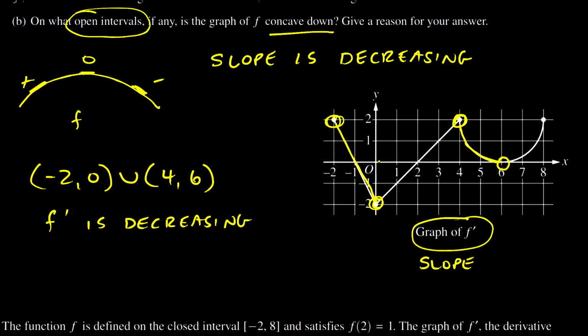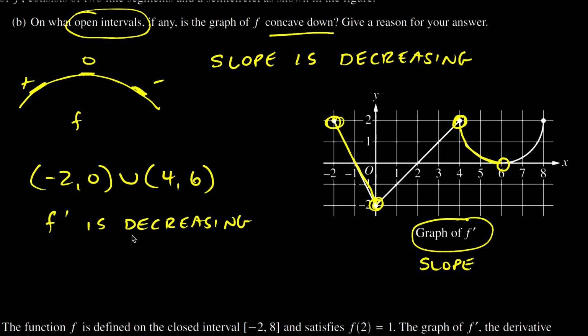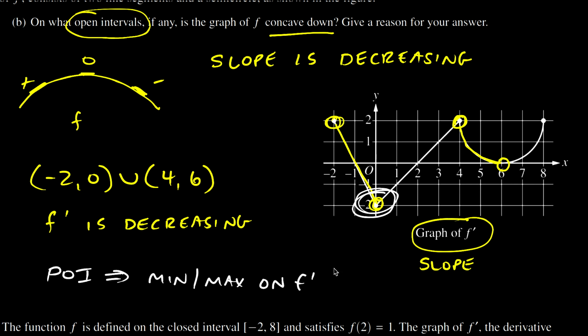Some other things that may be asked for in the future is points of inflection. A point of inflection occurs on f prime. They're mins and maxes on f prime, because you can see that's where it changes concavity. So our first actual change from decreasing to increasing, our relative min or max, would be at x equals 0. So at x equals 0, we would have a point of inflection. And then again, we have another min or max here at x equals 4. It's changing from increasing to decreasing.